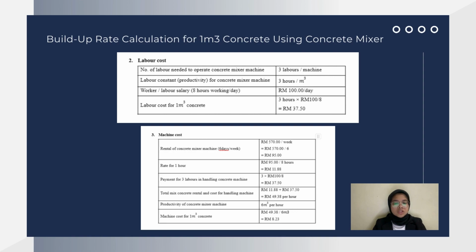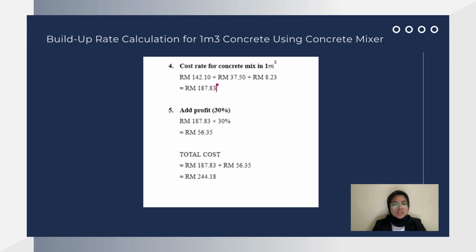For the machine cost, the rental rate for the machine is 95 ringgit per day. The amount for 1 meter cube is found by adding the machine rental rate for 1 hour plus the employee salary rate, and the result is 8 ringgit and 23 cents used for this machine cost. The total price rate for the 3 costs is added to get the total cost rate for concrete mix in 1 meter cube, and then added with a profit of 30%, resulting in a total of 244 ringgit and 18 cents as this total cost.